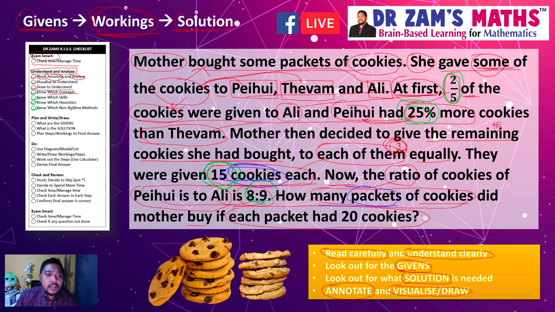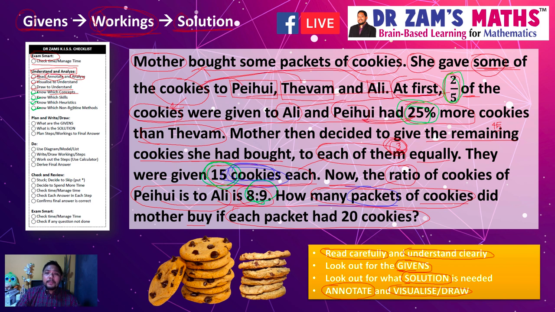And then the next thing is your child will need to ask itself, is it a non-routine method that can be used? Right, so in Dr. Zam's math problem sum toolbox, we equip your children with all the different heuristics, with all the different non-routine methods. So when your child analyzes a problem sum, your child will then recall and remember what are the trigger words, what are the keywords, and then from there your child can apply.